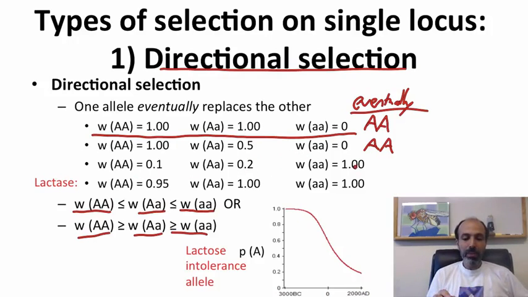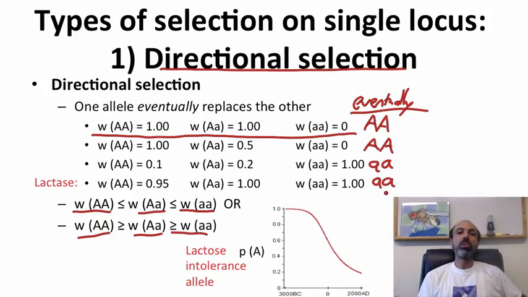In this particular example now, we have little a has higher fitness than the other two. So eventually everybody in the population will be little a. And here's the example of lactase persistence or lactose intolerance, that eventually everybody in the world, if we wait long enough periods of time, everybody should be little a, or lactose tolerant, or lactase persistent.